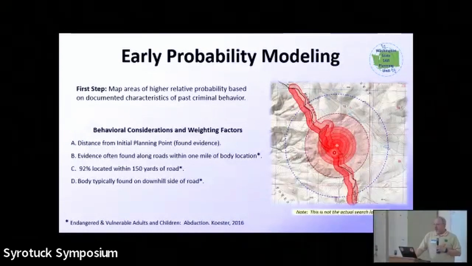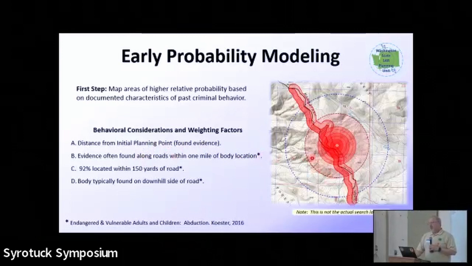We looked at historical distance off the roads, so about 150 yards off either side of a road. We modeled those, then we modeled the downhill side of the road. So these are matching up with some of the criminal behaviors, and then applying that into our area, right?